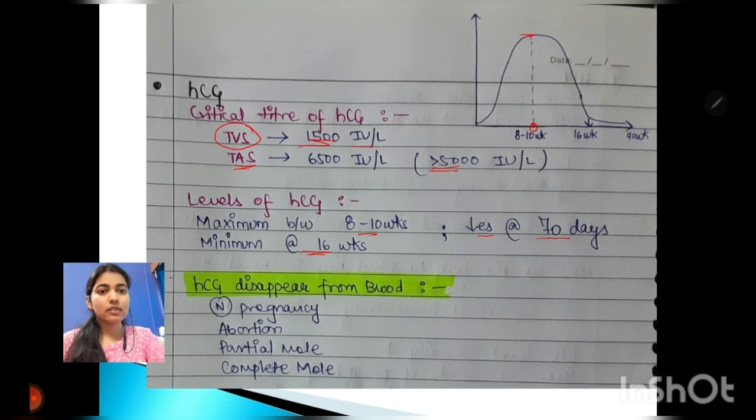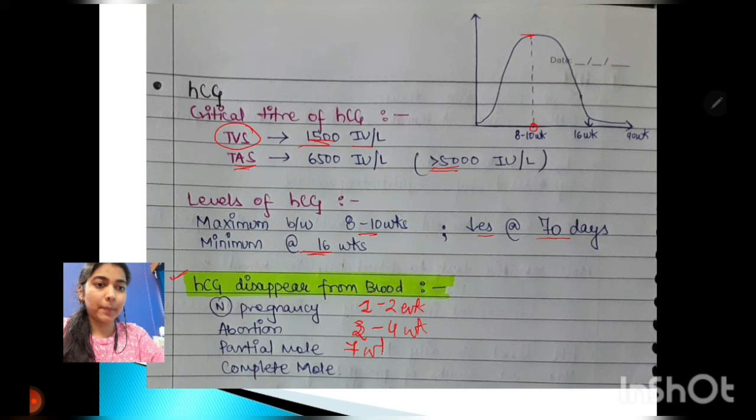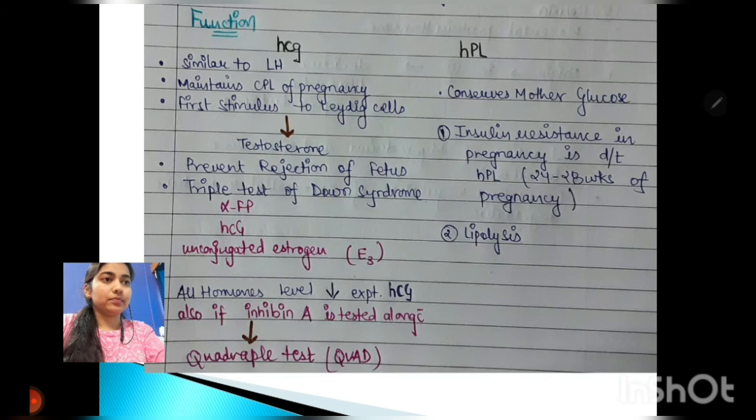HCG disappears from blood in the normal pregnancy, abortion, partial mole and complete mole. So in normal pregnancy, it disappears from blood in the first to second week, and in the abortion after 2 to 4 weeks, in the partial mole after 7 weeks and in the complete mole after 9 weeks. Okay, so it disappears from the blood.